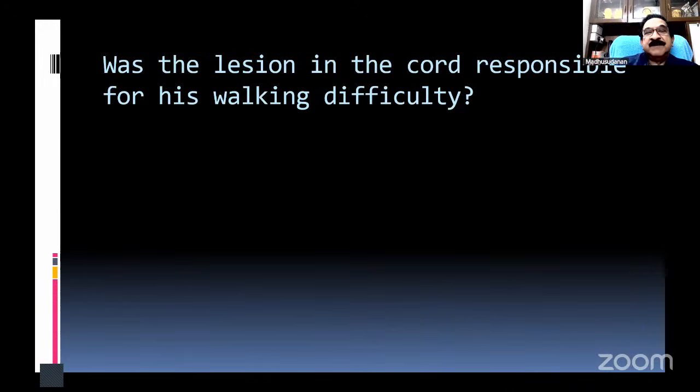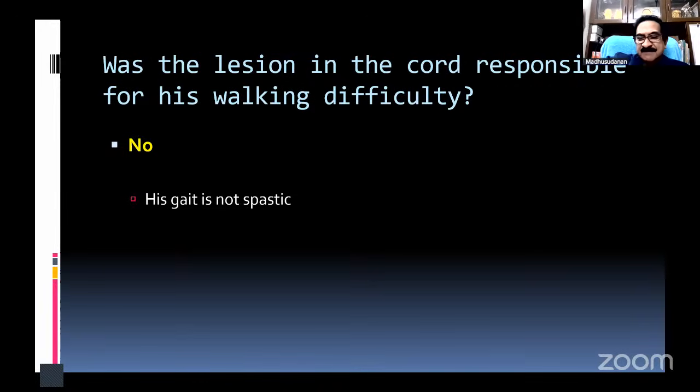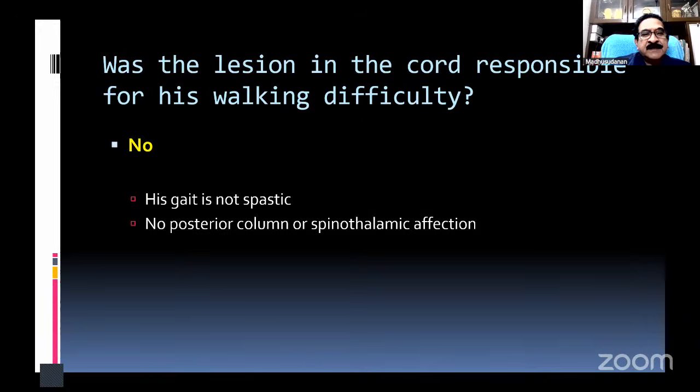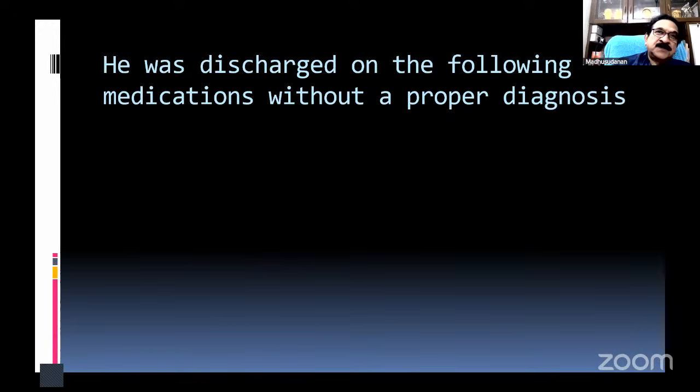Now, this is the question in mind. Was the lesion in the cord responsible for the walking difficulty? I thought it was not, because the gait is not spastic. If it were spasticity, the thigh would go up and the hip would go up, but it's not spastic. No posterior column or spinal sensory affection, no bladder problems. I thought the spinal cord lesion cannot explain his walking difficulty. So I did not know what to do next.